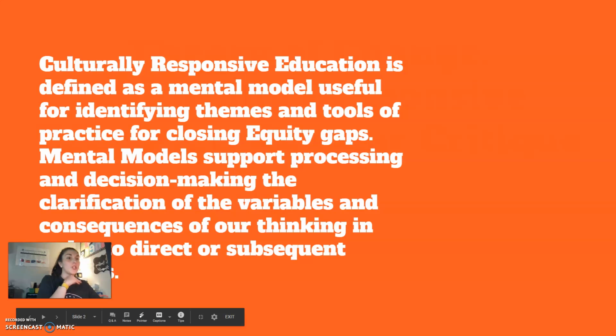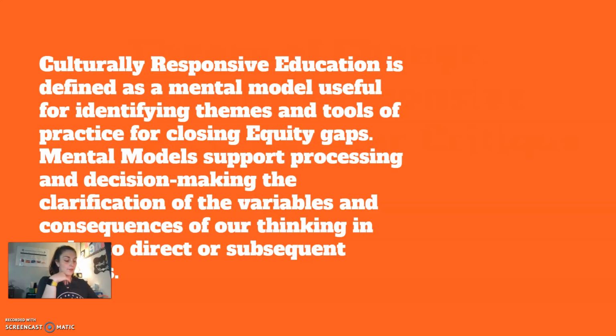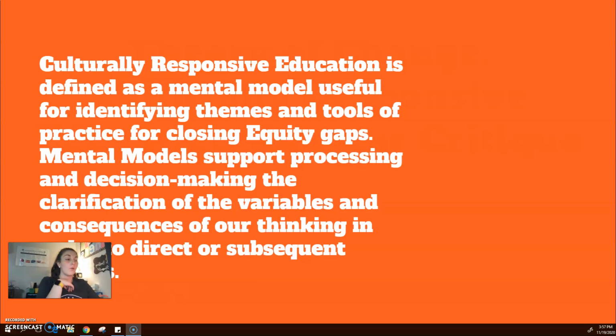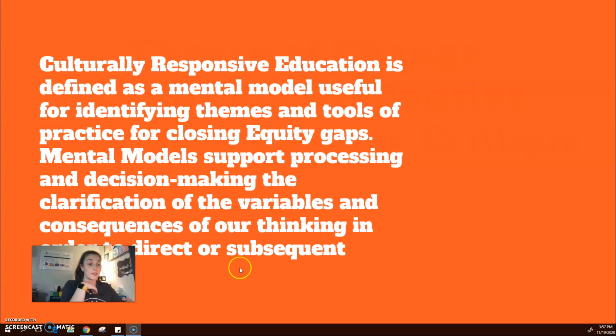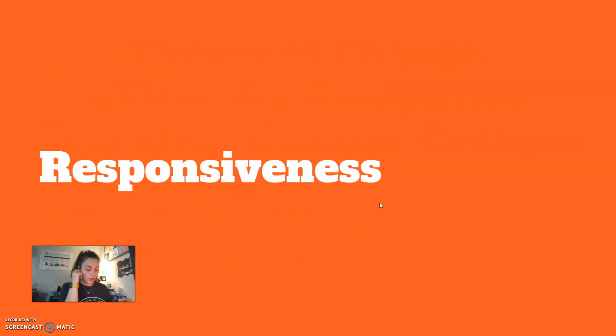So culturally responsive education is defined as a mental model useful for identifying themes and tools of practice for closing equity gaps. And we have to think about equity gaps as a disparity along race, economics, gender. We have to be able to understand a student's ability, social identity markers of any kind. So mental models support processing and decision-making, that clarification of the variables and consequences of our thinking in order to direct our subsequent actions.